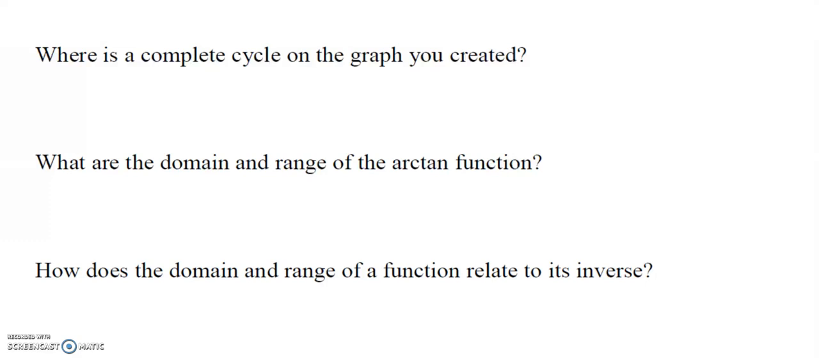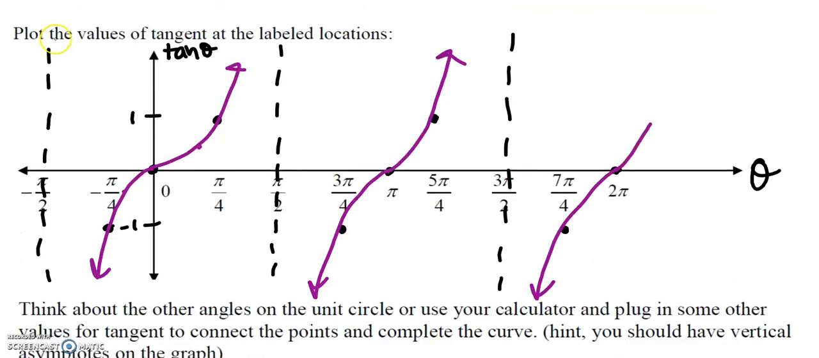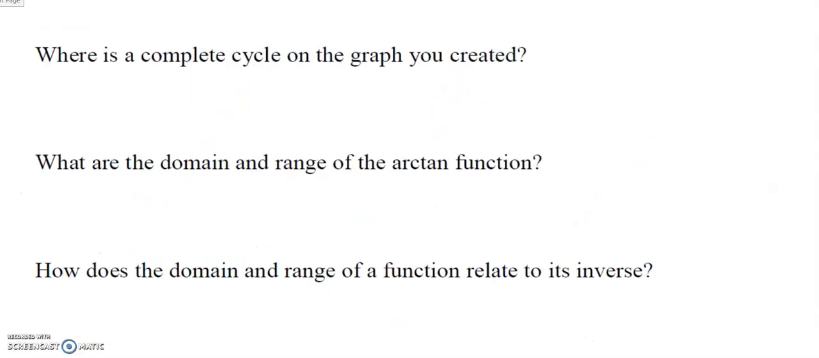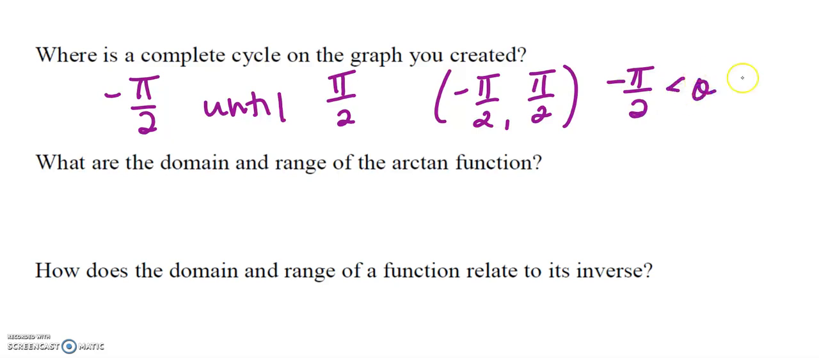All right, where is one complete cycle on the graph you created? Well, I'm going to say one complete cycle would be between asymptotes. So negative pi over 2 till pi over 2. I have graphed all of my values and gotten right back to where I started. So we're going to say from negative pi over 2 until pi over 2. We could write that in interval notation. Or we also could write it as an inequality.